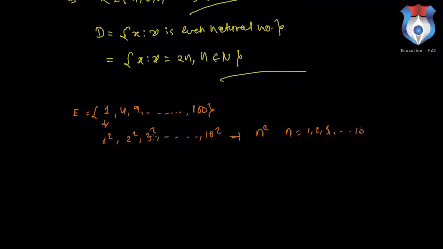Alright, so how can we represent this? We can represent it simply like this: E is a set in which x means its members, such that x is equal to n square, and n belongs to the natural numbers, and n is greater than or equal to 1 but less than or equal to 10, including 10 and including 1. That's why I write here.